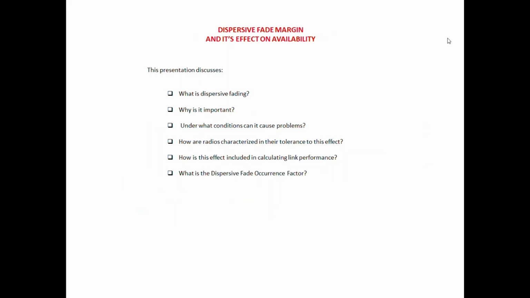In this talk, we'll look at the following points. So what is dispersive fading? Why is it important? Under what conditions can it cause problems? How are radios characterized in their tolerance to this effect? How is this effect included in calculating link performance? And what is the dispersive fade occurrence factor?